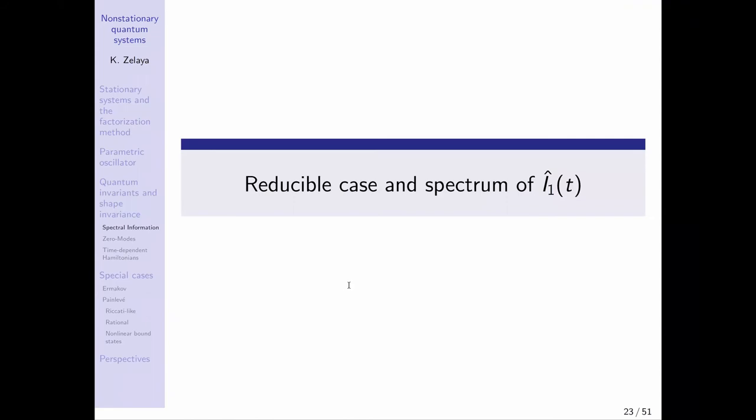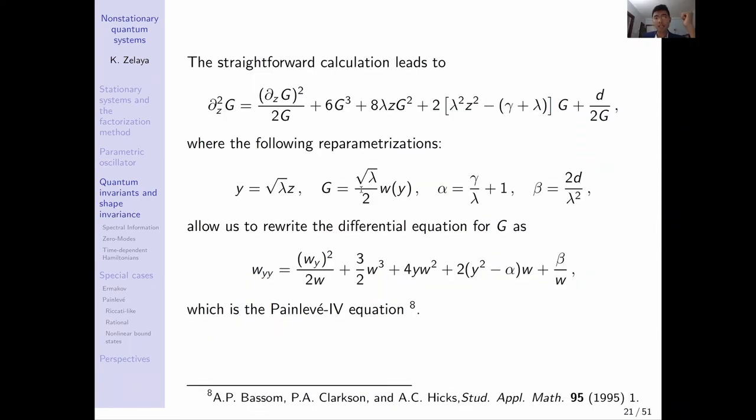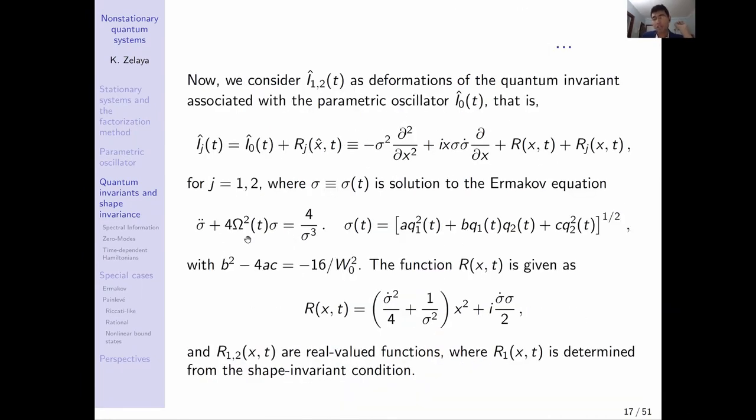But you haven't said what omega t is. So are you saying that for any omega t, you always have a Painlevé four equation? Exactly, for any omega t, as long as we solve the Ermakov equation. Omega t is involved in sigma in a way, but this construction is general for any omega of t. Of course, the problem will be if I impose a complicated omega, the solution sigma will be a bit difficult to get. But in general, this is true for any omega. So this is pretty general in this regard.